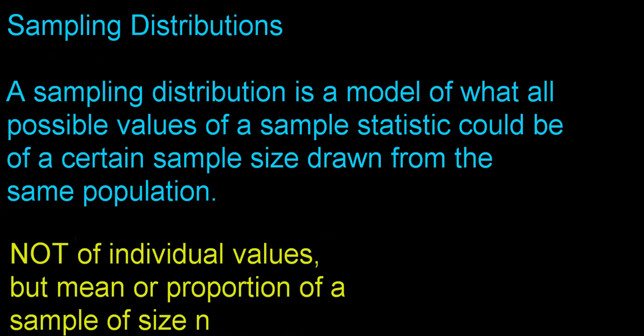A sampling distribution is a model of what all possible values of a sample statistic could be, of a certain sample size drawn from the same population. A sampling distribution is not a picture of individual values. It is the mean or the proportion of a sample of size n. I tell kids, a sample shows individual values within a sample.